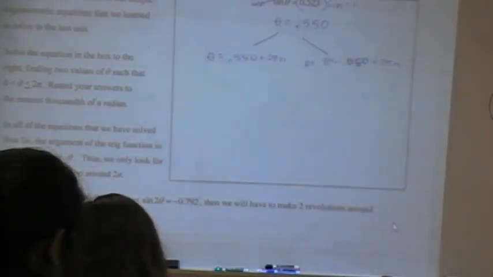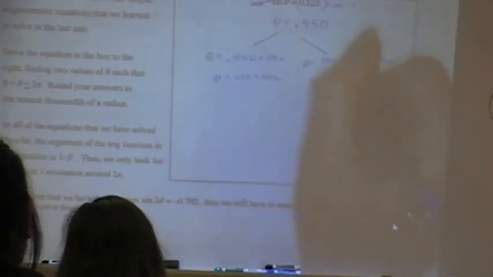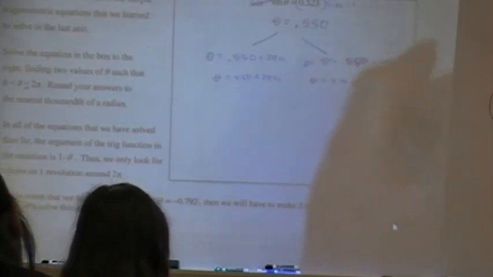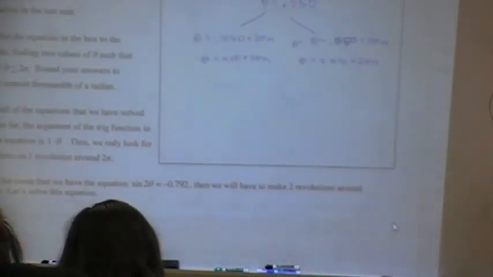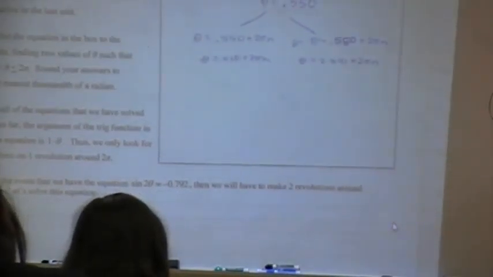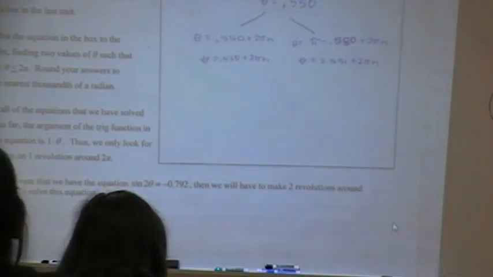Now I'm going to go ahead and plug this in my calculator and figure out what exactly it is. So I have theta equals 0.550 plus 2 pi n, and I have theta equals 2.591 plus 2 pi n. And now you would plug in your values of n, always starting with 0 first. We're only going around the unit circle one time.